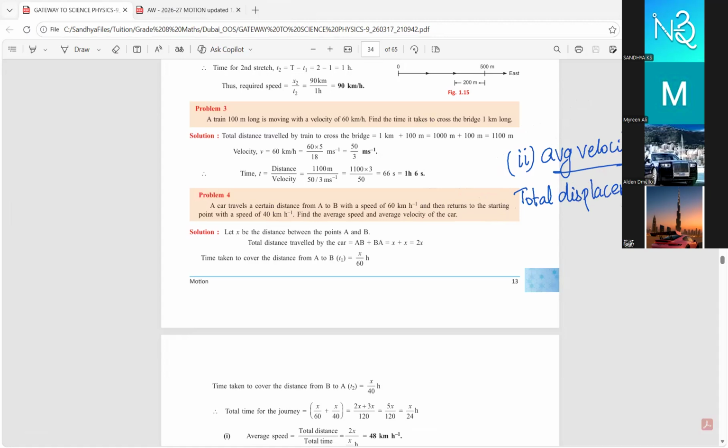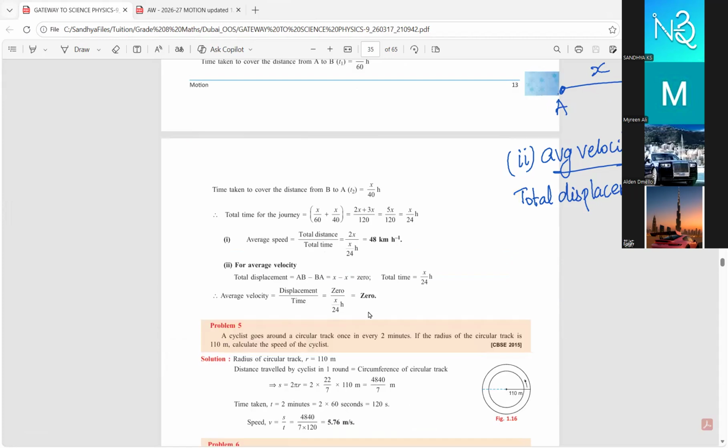Total displacement. Same now, A to B. Yes, Fatin. Now 48 something. No, total displacement means x minus x. So 0 only, na? Right? We will check for the direction also.